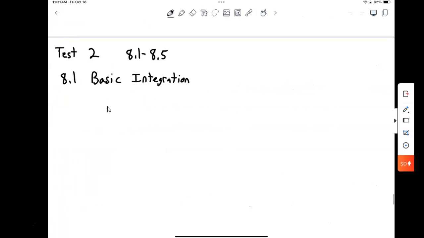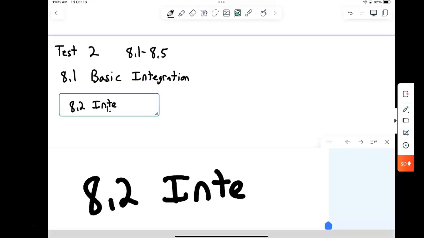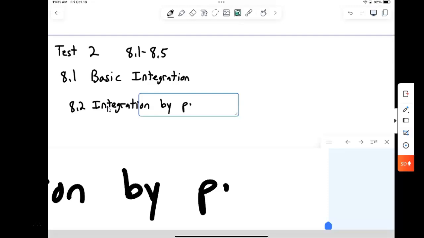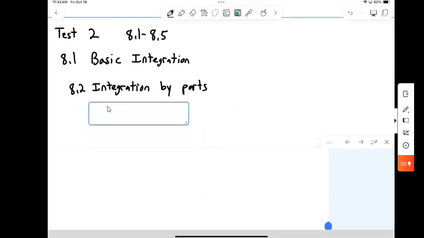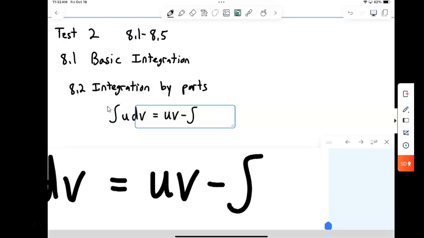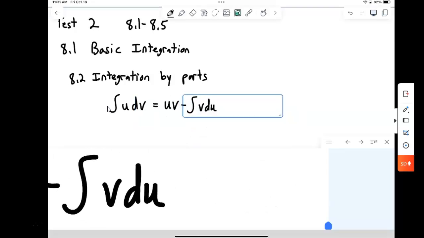And in 8.2 is where we brought in the idea of integration by parts. So you can expect to have a few problems where you're working with integration by parts. Remember, the idea is that if we have an integral of u dv, we rewrite that as the integral of uv minus the integral of v du. And the hope is that the integral of v du is either something you can compute or something that could be reduced further so that we can do our integrals.